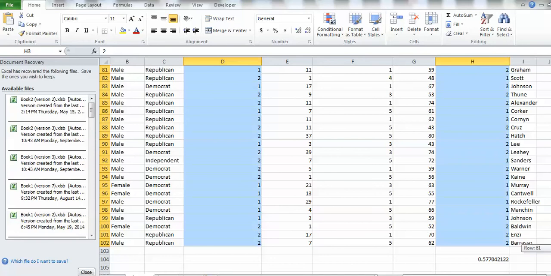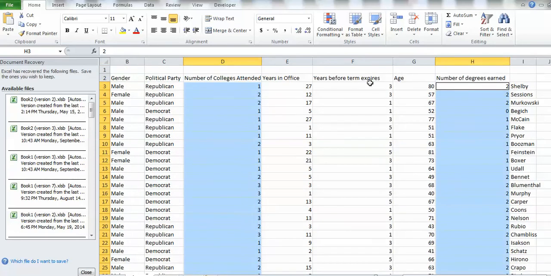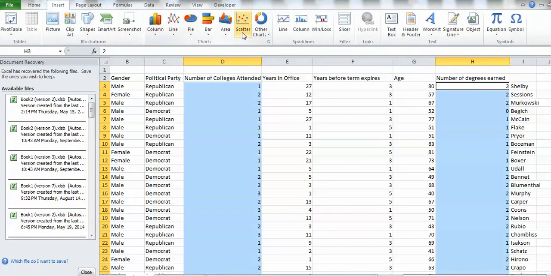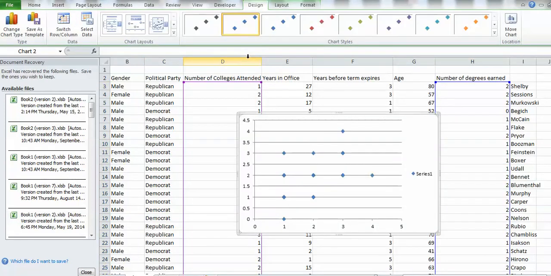The reason why it might not be positive after all is because it could be that people who have attended a lot of colleges have dropped out of a lot of colleges, and they don't earn very many degrees. So in order for us to find out whether senators who have gone to more colleges really do tend to earn more degrees, we have to look at the data. We have to look at what the data shows. So let's see what we have here.